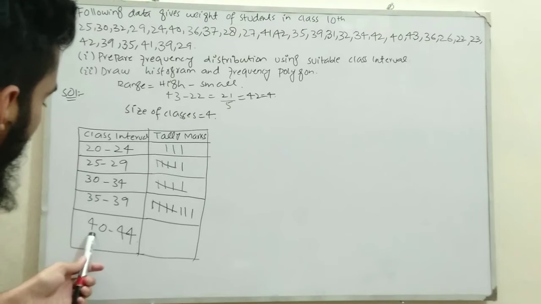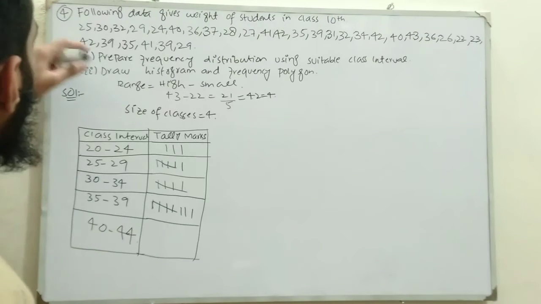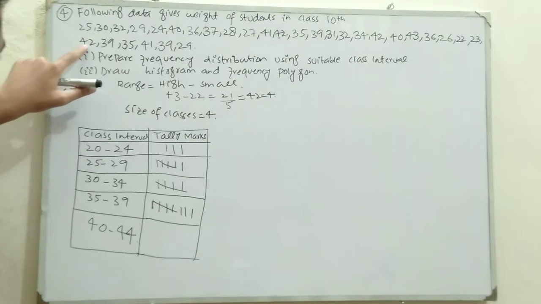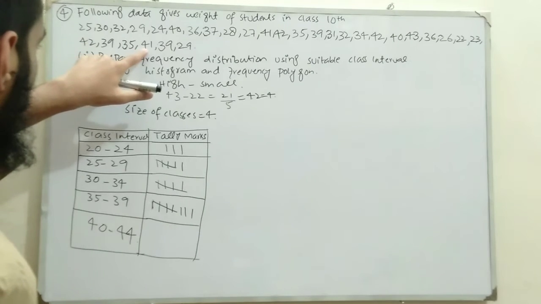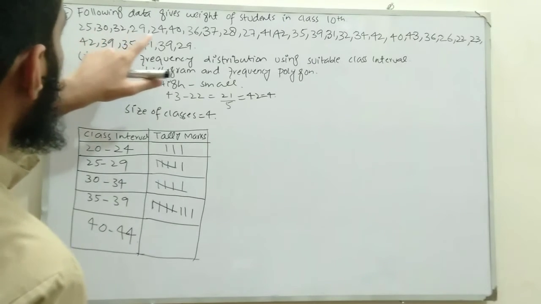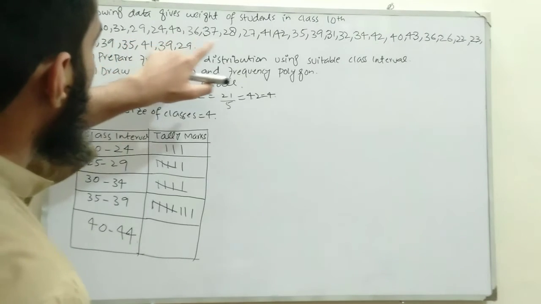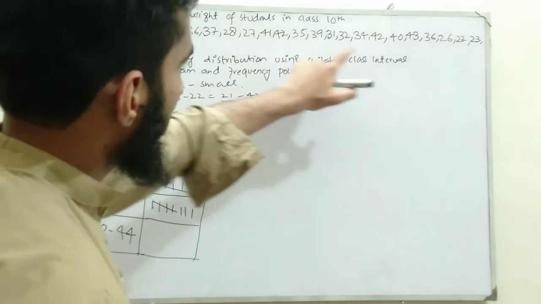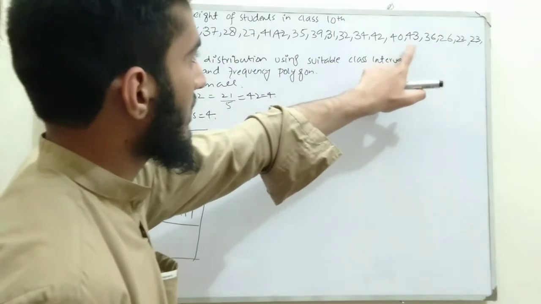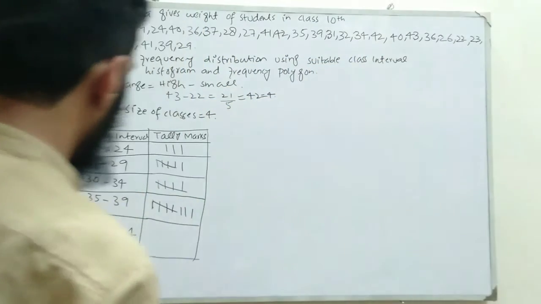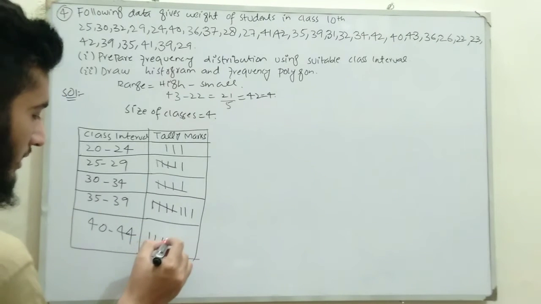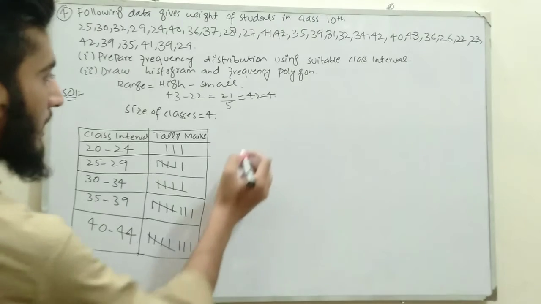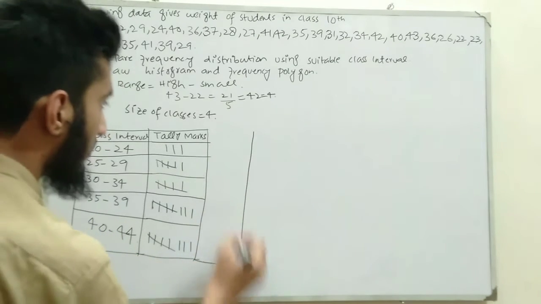After this I am going to count the numbers in between 40 and 44. Here we look at 40 to 44: first, second, third, fourth, fifth, sixth, seventh, eighth. So here we have 8: 1, 2, 3, 4, 5, 6, 7, and 8. Now we are going to find the frequency over here. So let's suppose this is the frequency.